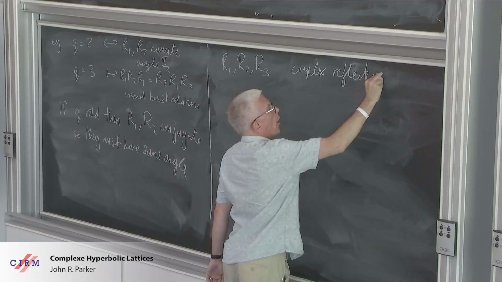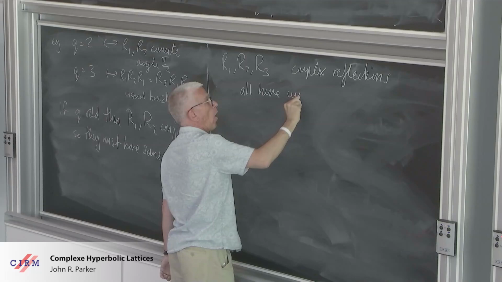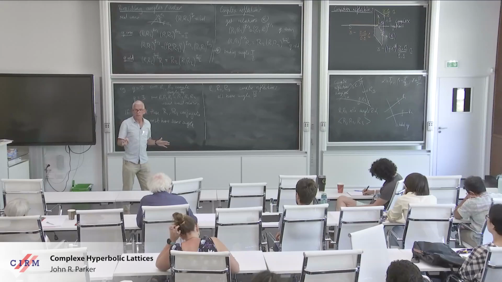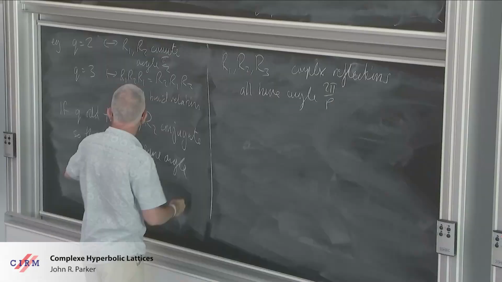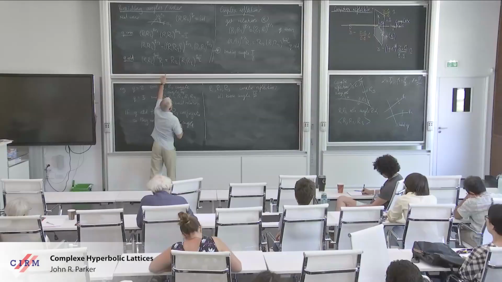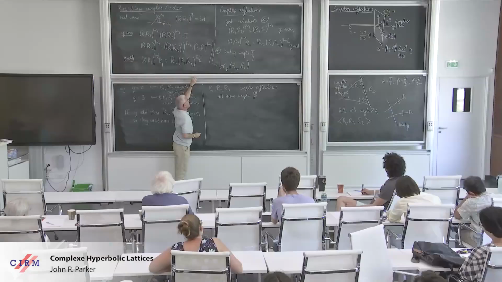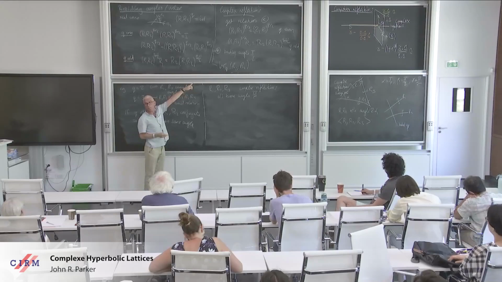For the moment, we're going to say that they all have angle 2 pi over p. At the very end of the talk, I'm going to talk about reflections with different angles, but for the moment, they're just going to have the same angle. And I should also have said, if this happens, then I'm just going to write BR of R1 and R2, it just satisfies the braid relation of length 2.